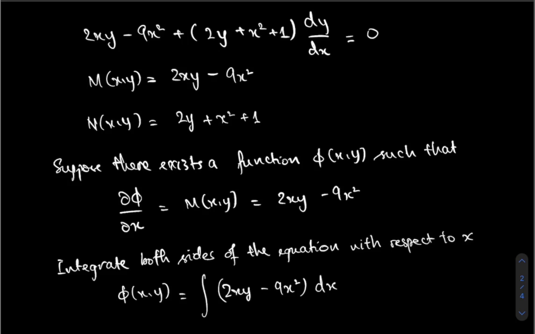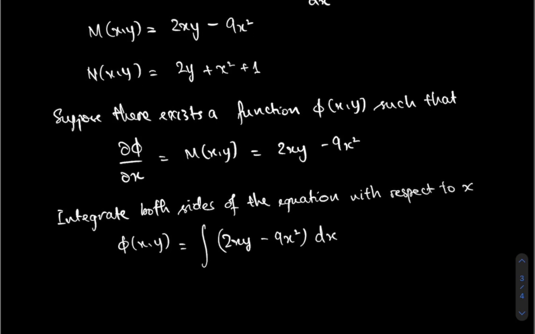So the antiderivative of 2xy is equal to x squared y minus 3x cubed, which is the antiderivative of negative 9x squared. We can add a function in terms of y, because remember, we integrate with respect to x, so y is the constant. So we can add h of y at the end.